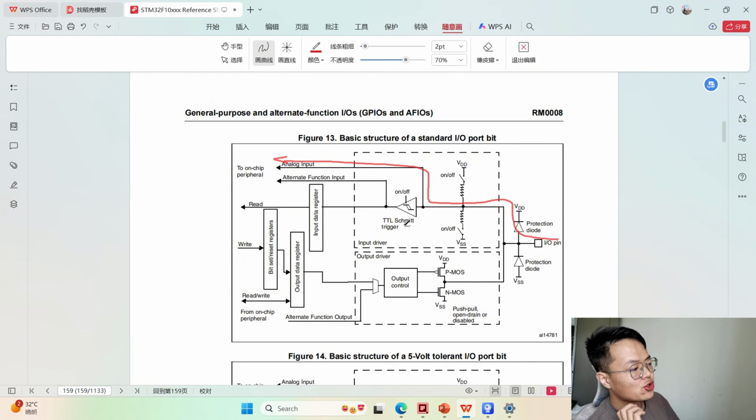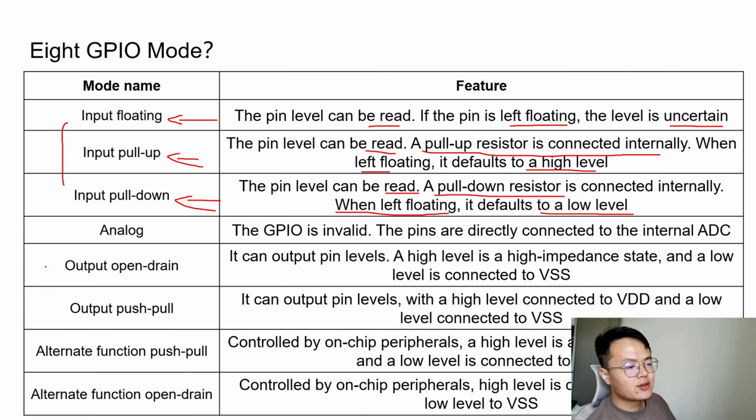Just now I said the Schmitt trigger can only output a high level or low level voltage, right? And the MCU can only read 1 and 0 for input mode. But for analog input, it doesn't pass the Schmitt trigger. If the input voltage is only 1.5 volts, the ADC can also read this voltage and convert it to an analog value. And these are 2 output modes, output open drain and output push-pull.